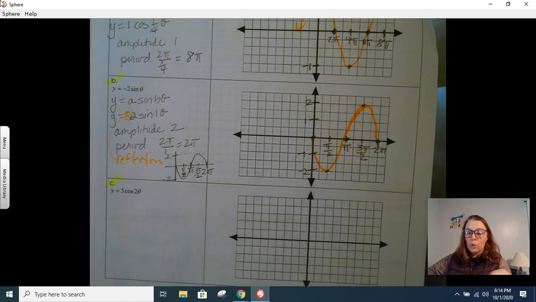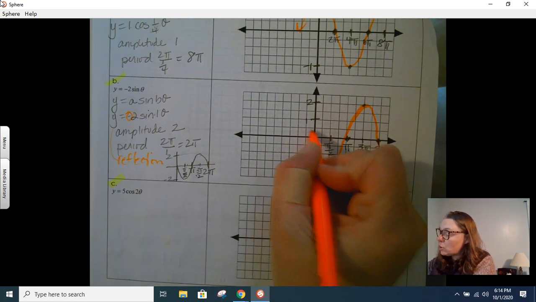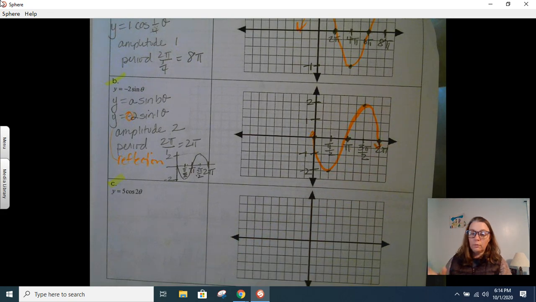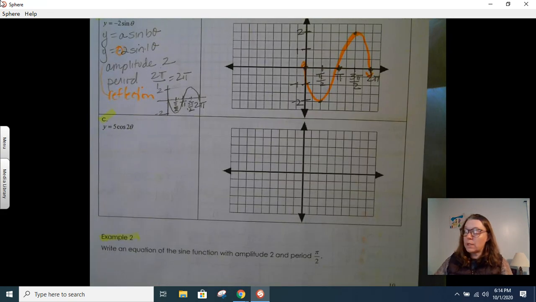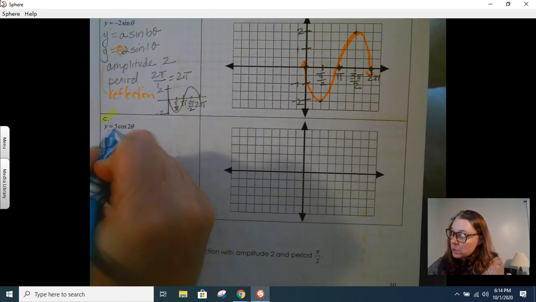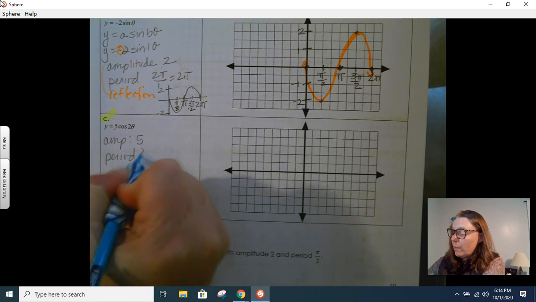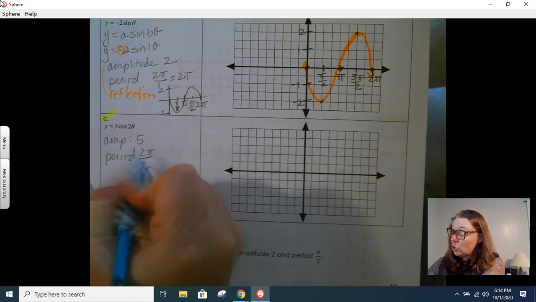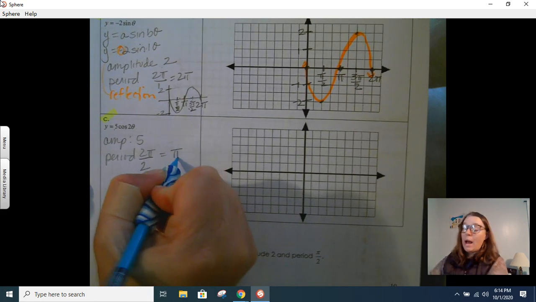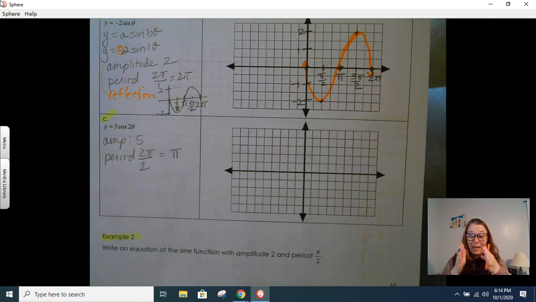And now this one would keep going too, but like I said, I'm okay with you just doing the one cycle for now. All right, so one more we have here, 5 cosine of 2 theta. So my A value is 5, which means my amplitude is 5, and my period is 2 pi divided by B, which is this 2. So my period is pi. So this has gotten squished in.